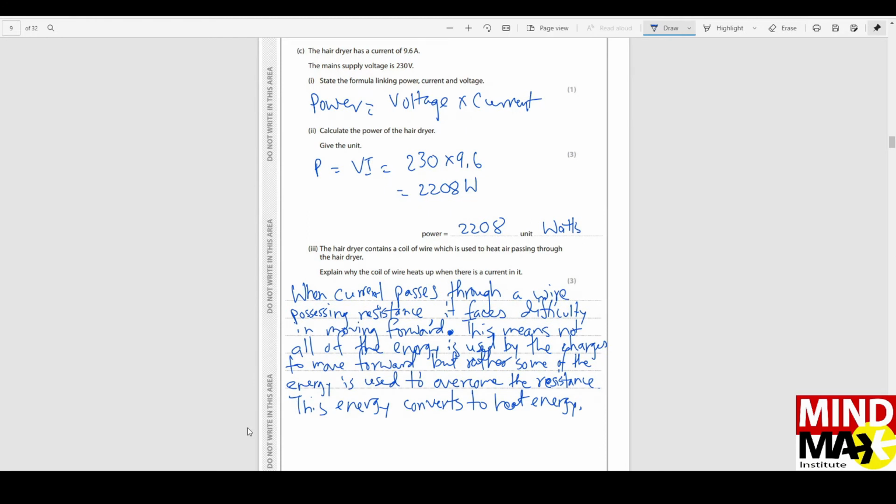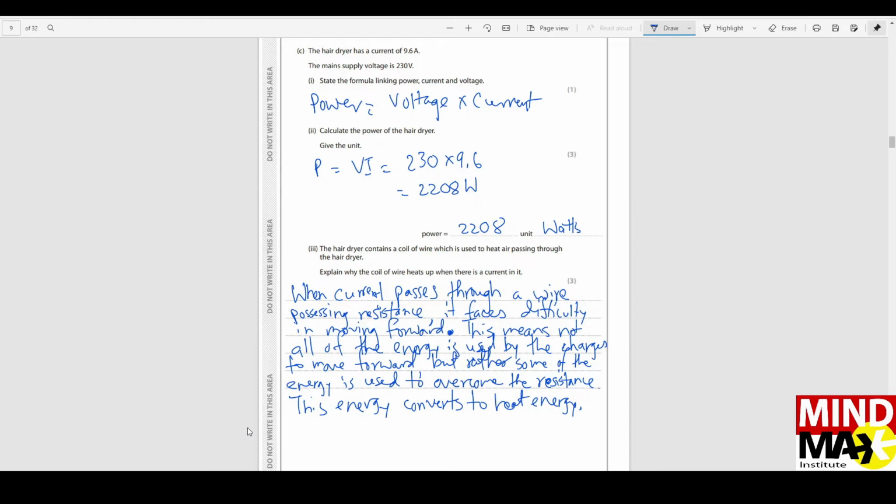A hairdryer contains a coil of wire which is used to heat air passing through the hairdryer. Explain why the coil of wire heats up when there is a current in it. So basically whenever current flows through a wire, it goes through resistance as well. So whenever it goes through resistance, it faces difficulty in moving forward. So this means not all of the energy is used by the charges to move forward, but rather some of it is used to overcome the resistance. So because you are losing some of the kinetic energy in overcoming the resistance, that energy is lost as heat energy. This is why this thing heats up.